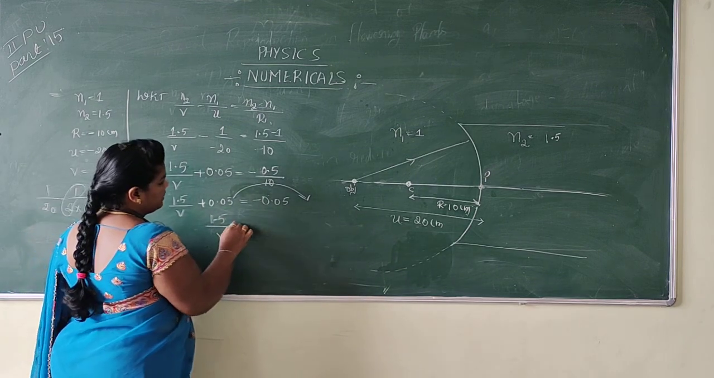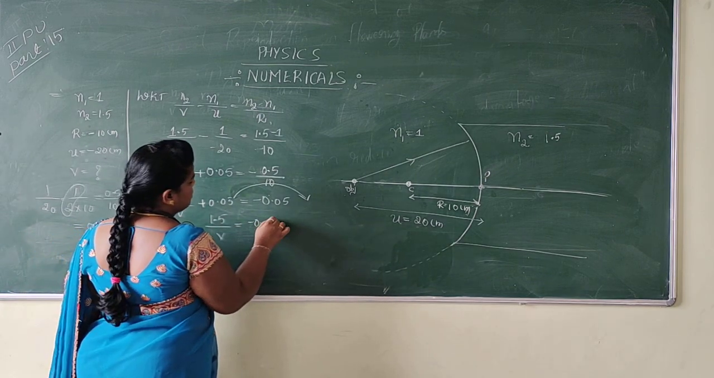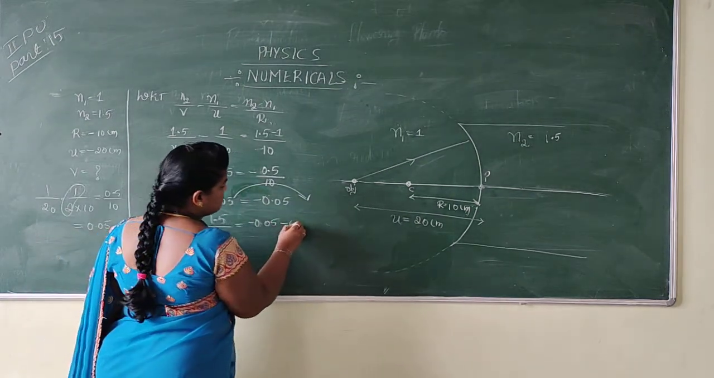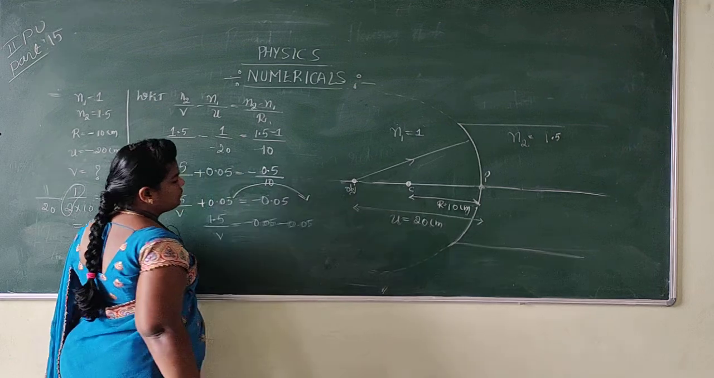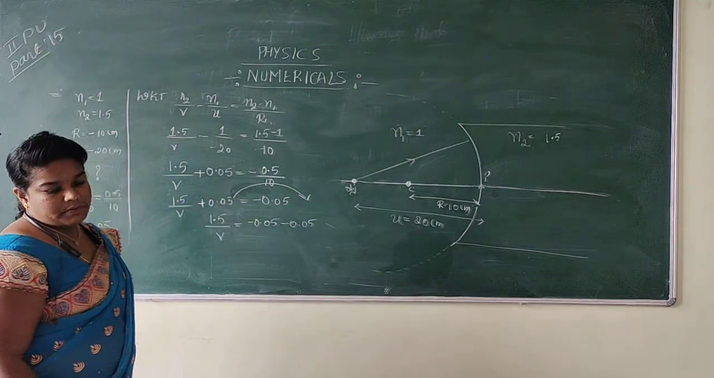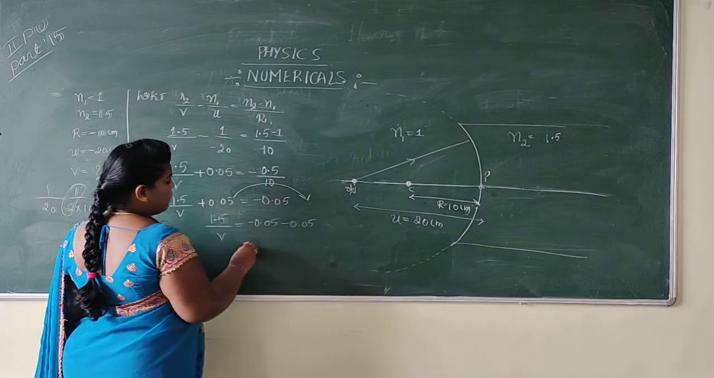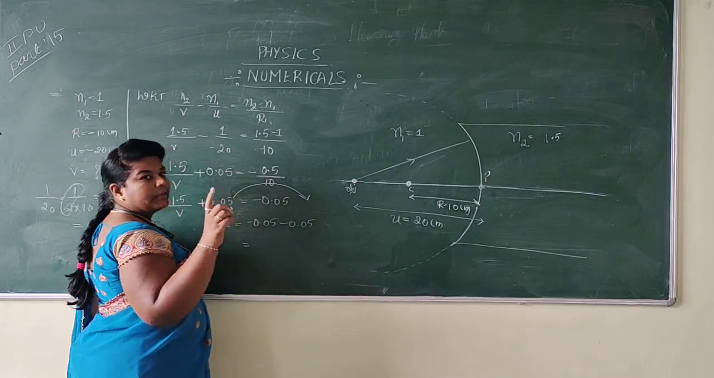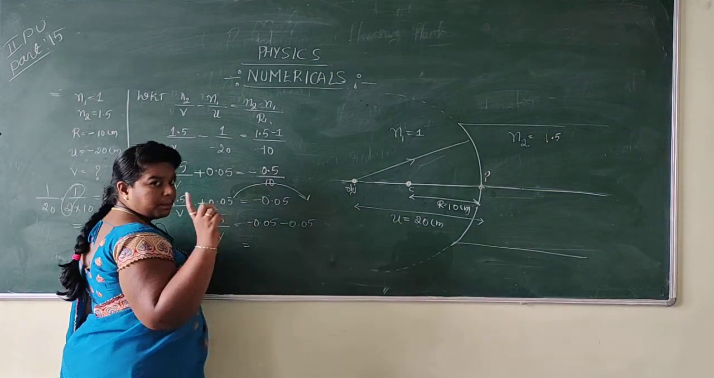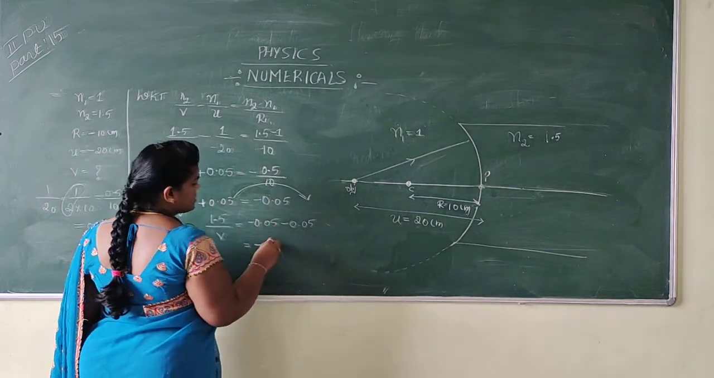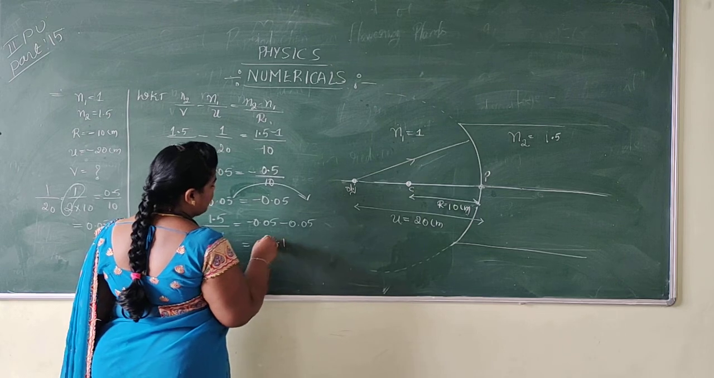1.5 by v is equal to minus 0.05 plus 0.05 that is there. If I shift the LHS, it becomes minus 0.05. So what is the value of 0.05 minus 0.05? It becomes 0.1. Minus into minus, we must make plus. The symbol is minus 0.05 plus 0.05, we get 0.1.